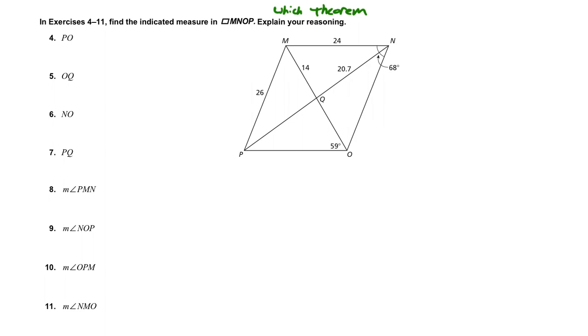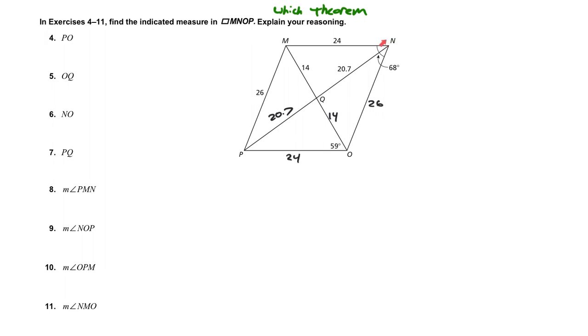All right, PO. Now we have all this stuff done, and actually maybe before we do that, we can fill in stuff that we know. Because it's a parallelogram, I know if MO is 14, that QO is also 14. If I know that NQ is 20.7, PQ is 20.7. I know if one side's 26, the other side's 26, and if the top's 24, the bottom's 24.